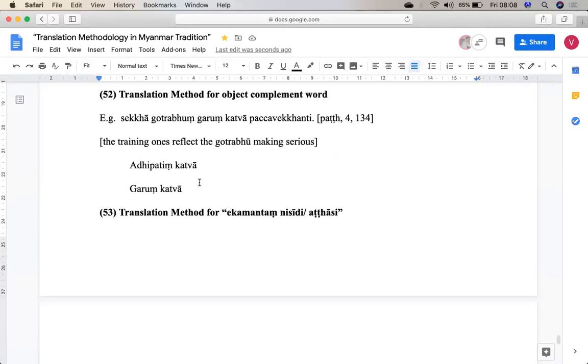So adhipatiṃ katvā also means making the chief, or making the master, or making the predominant. Adhipatiṃ katvā, making important also. Okay.